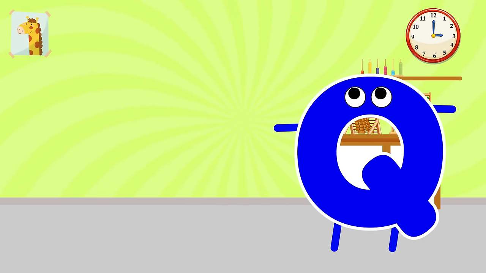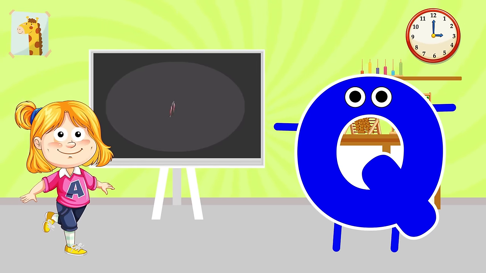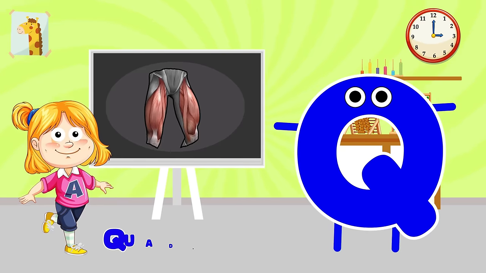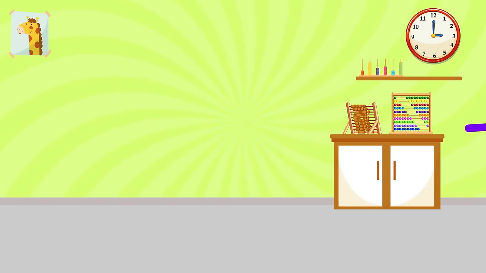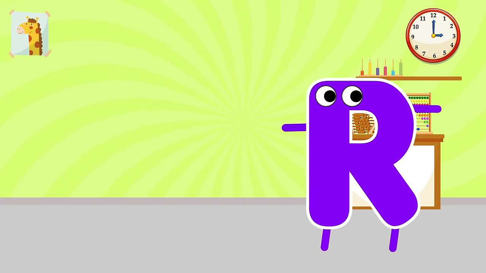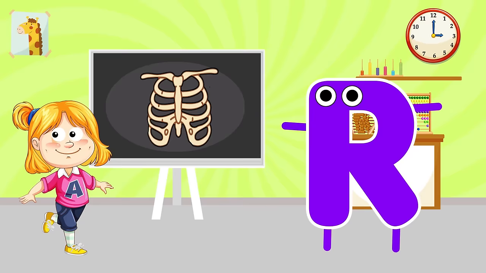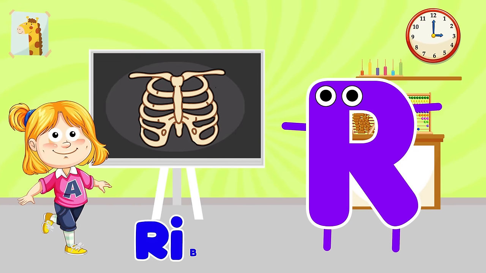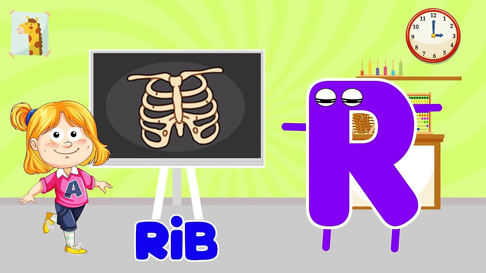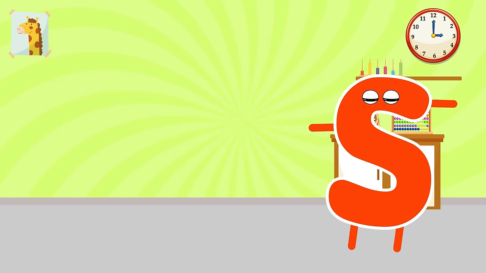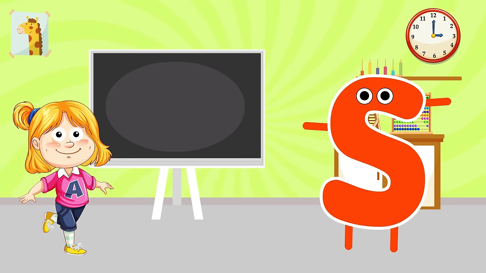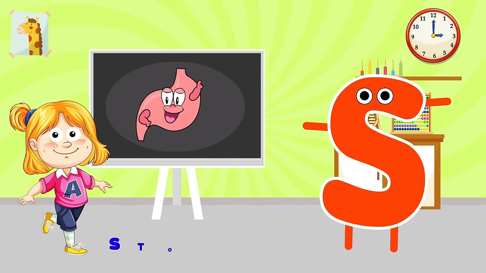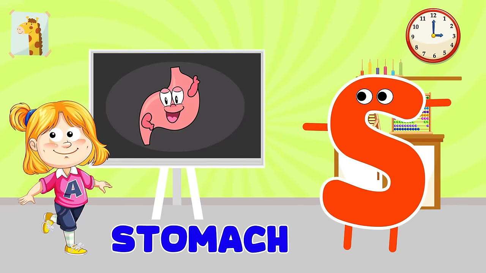Q. Q is for quadricep. R. R is for rib. S. S is for stomach.